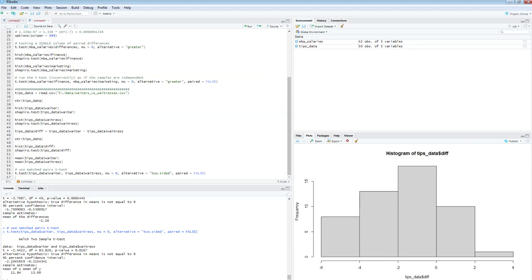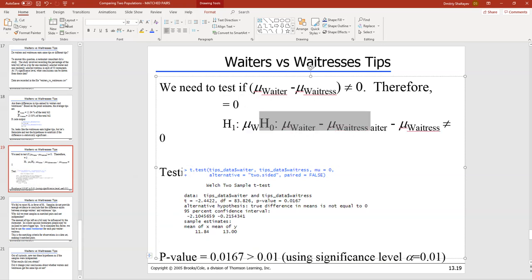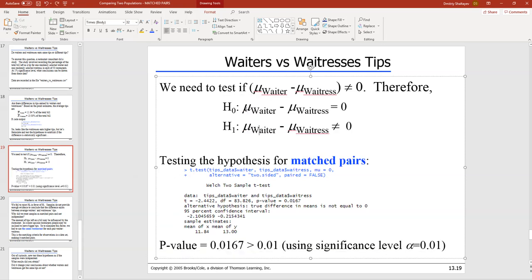In this case, I fail to reject the null hypothesis. And what is my null? My null says that statistically, the average tip for the waiter is the same as the average tip for the waitress, because the difference between them is 0. So once again, if you use the incorrect test, just like I did over here in the slides, it may result in different conclusions.